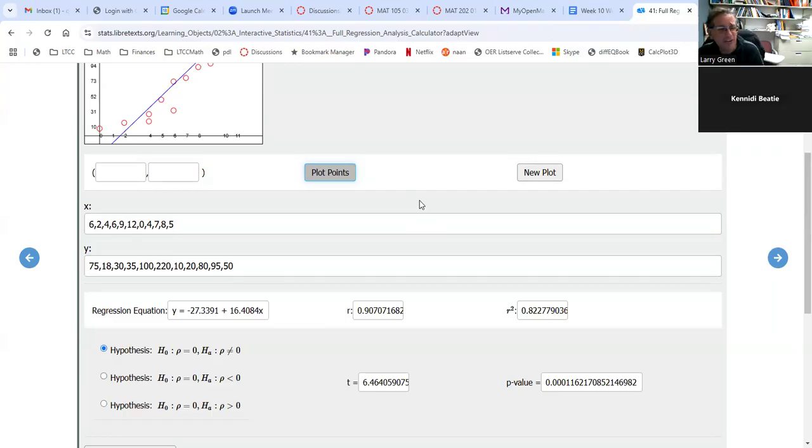Okay. Often the first thing you do is you look at the hypothesis test. And we have H naught: rho equals 0, HA: rho not equal to 0. We have a p-value of 0.0001. So can we say there's a correlation between number of years of education and salary? Can we say there's a correlation? Okay. The answer is yes.